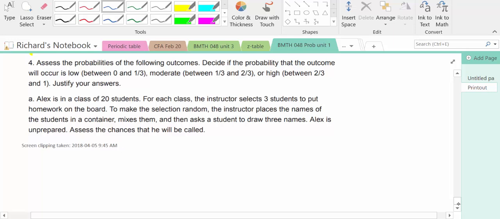Okay, so now we're going to assess probabilities for some outcomes. Alex is in a class of 20 students. The instructor selects 3 students to put homework on the board. To make the selection random, the instructor places the names of the students in a container and then asks a student to draw 3 names. So what are the chances that Alex will be called? Well, 3 out of 20 is less than a third. So the probability is low that Alex is going to be called in this situation.